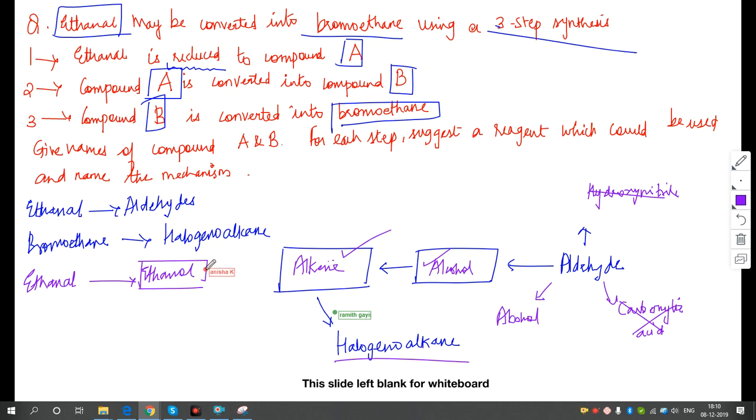Now ethanol is getting converted to compound B, which is an alkene. Since we are talking only about ethanol, my alkene will be nothing but ethene, right? Then ethene is being converted to what is my final compound? Bromoethane. So we have found all of them.